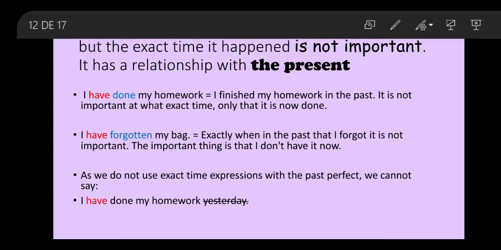Something important to say about the present perfect is that we don't usually state past time like in the past simple. For example, I have done my homework yesterday is not correct. We don't use expressions like yesterday, last night, last month, last year, okay? Three days ago, okay? We don't use those exact time expressions in the present perfect.